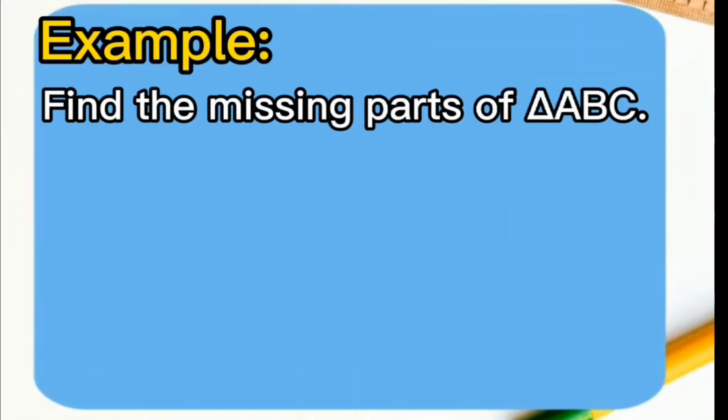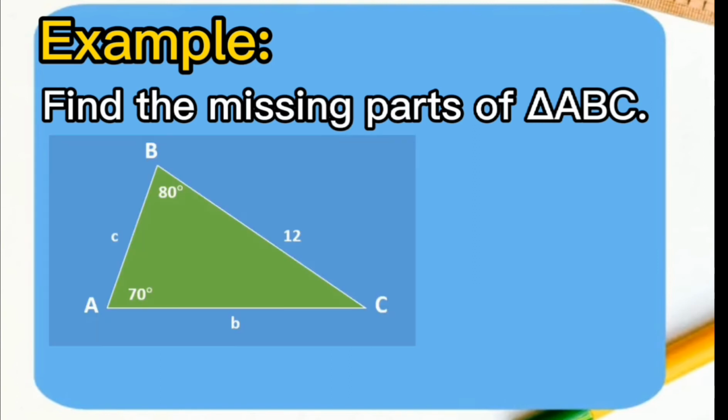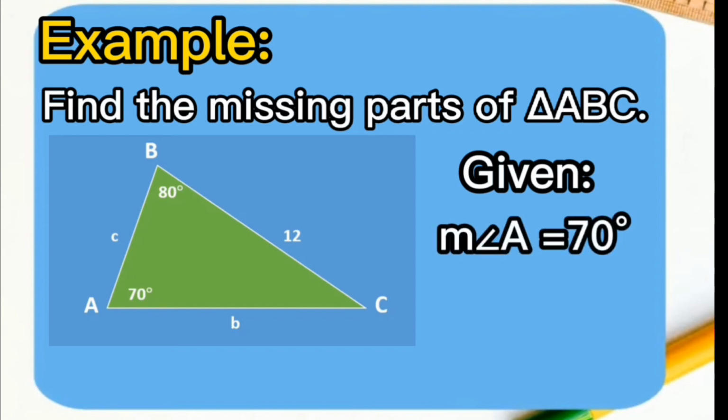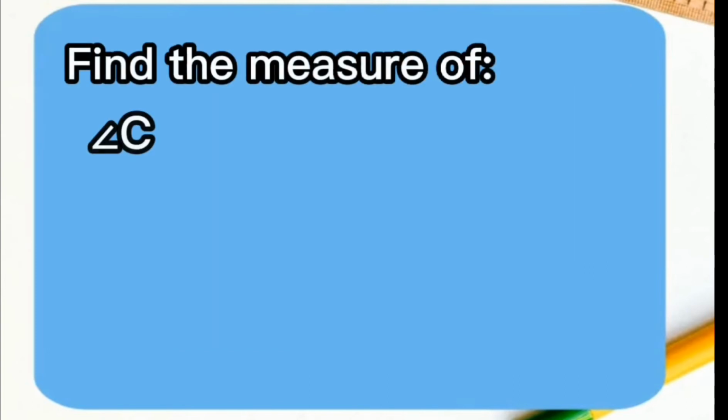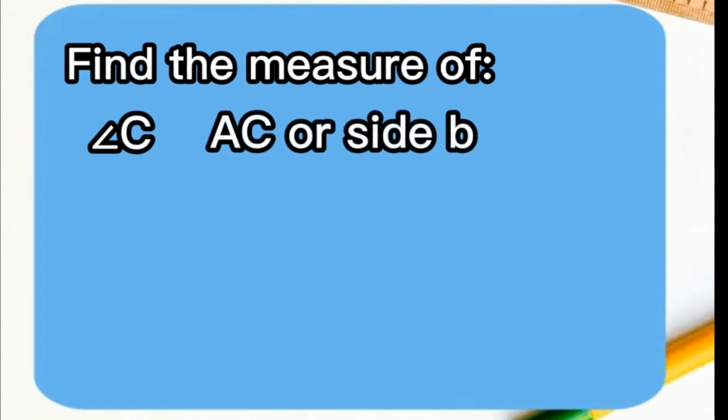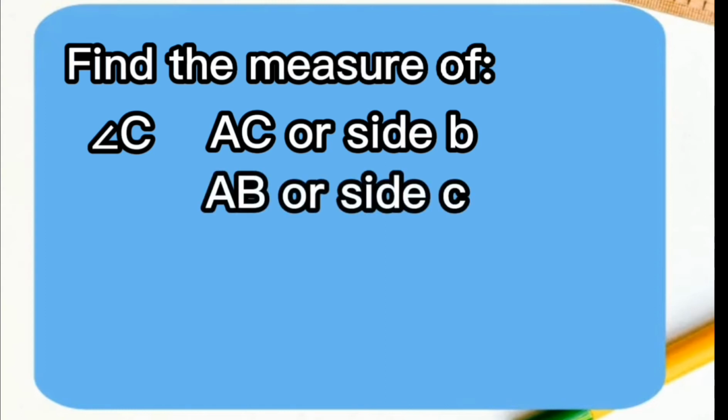Let us have an example. Find the missing parts of triangle ABC. Here's the figure. Given, the measure of angle A is 70 degrees. The measure of angle B is 80 degrees. And the length of segment BC or side a is 12. Let's find the measure of angle C, segment AC or side b, and segment AB or side c.